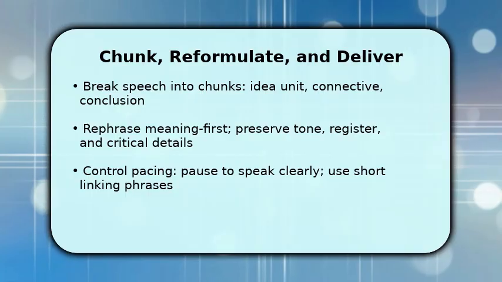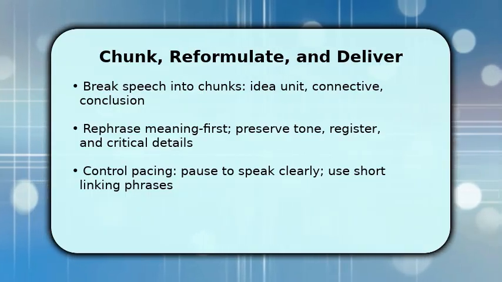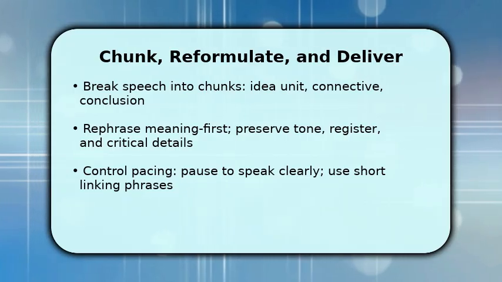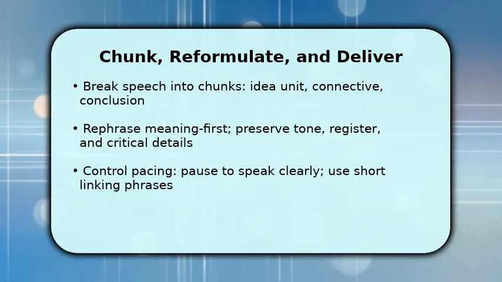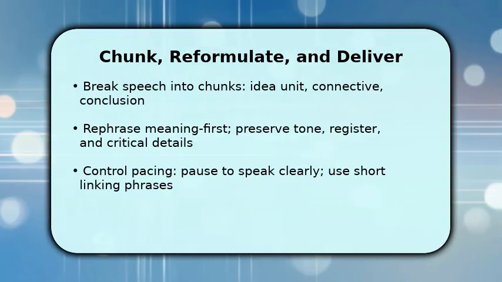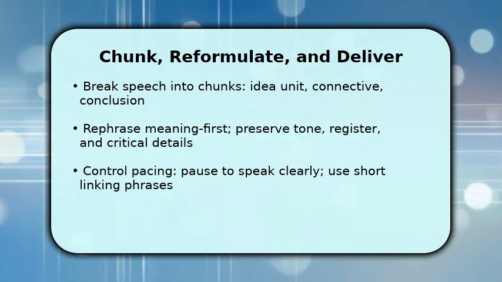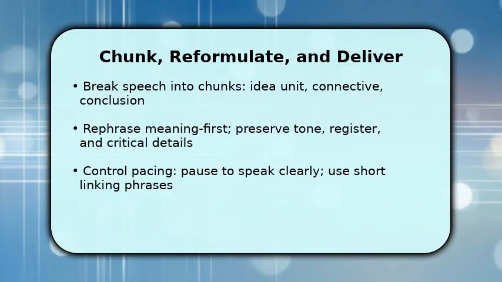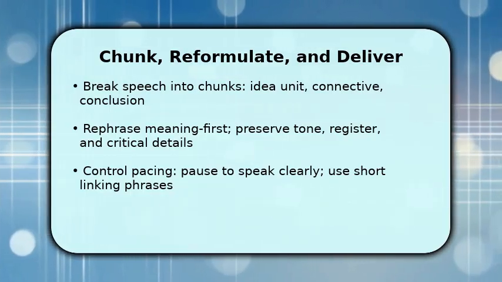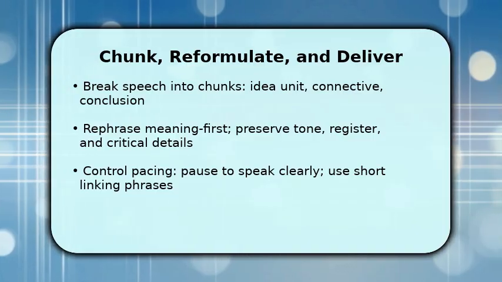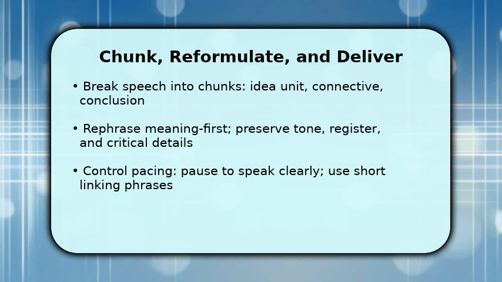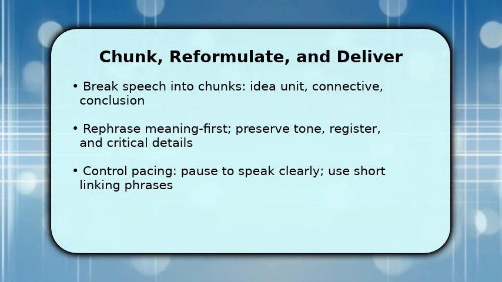You now process chunks. Take one idea unit and its connective, then reformulate meaning first in your target language. Once done, preserve the speaker's tone and register. This explains why emotional words and formality matter. Make sure to include critical details like numbers and names verbatim when required. Control pacing by pausing briefly before you speak and use short linking phrases to maintain flow. This method keeps content accurate and intelligible while preventing backlog.